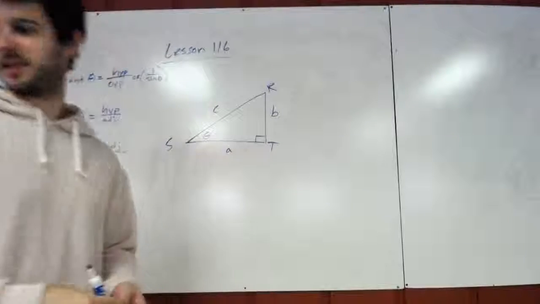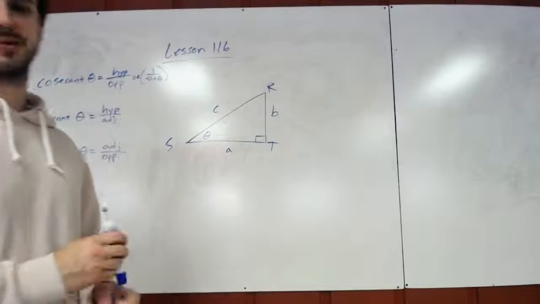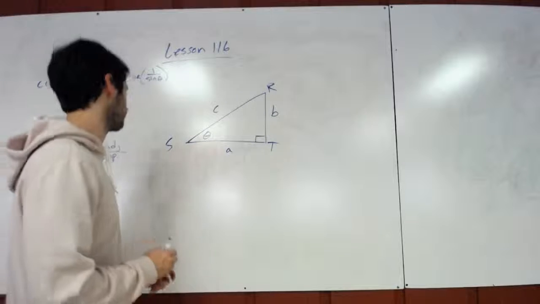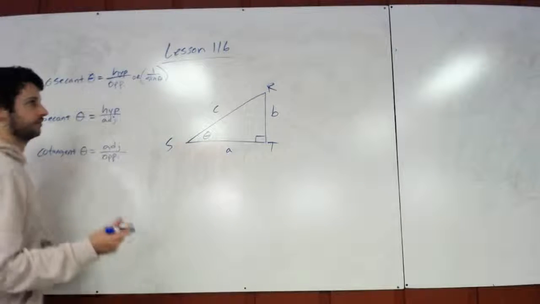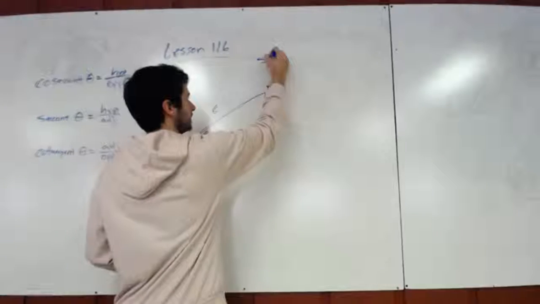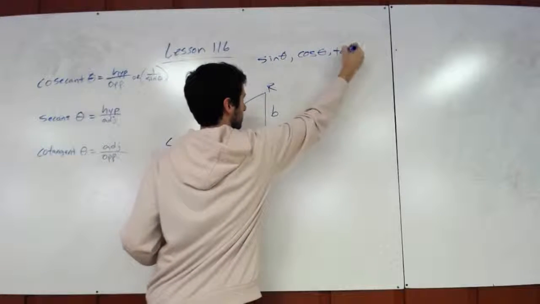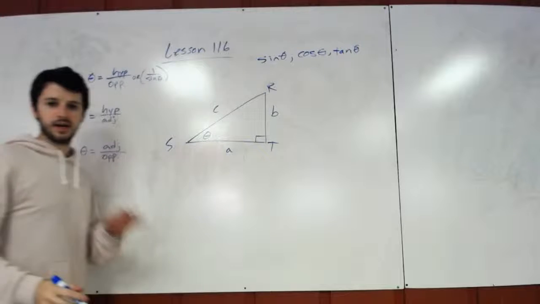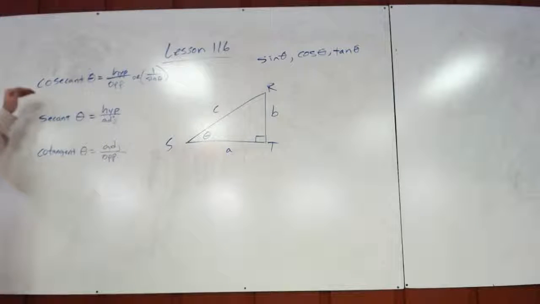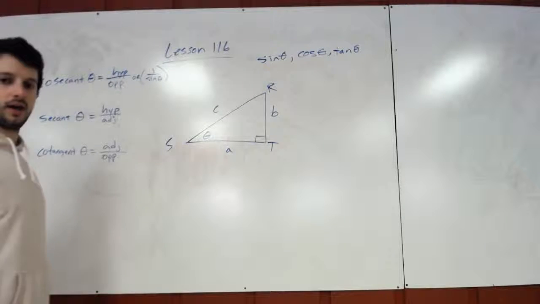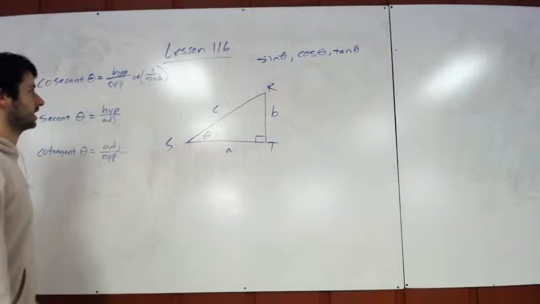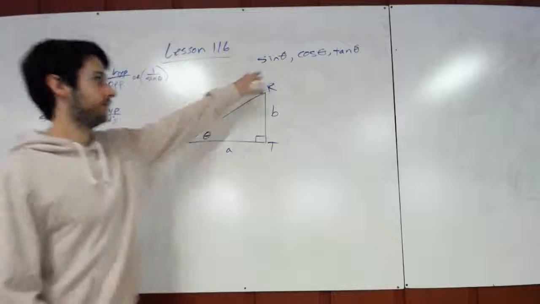In lesson 116, we're going to talk about secant, cosecant, and tangent. Some more trigonometric ratios here. In the past, we've had sine theta, cosine theta, and tangent theta. And now we're going to add three more variables: cosecant, secant, and cotangent. What they simply are is kind of the opposite of each of these three.